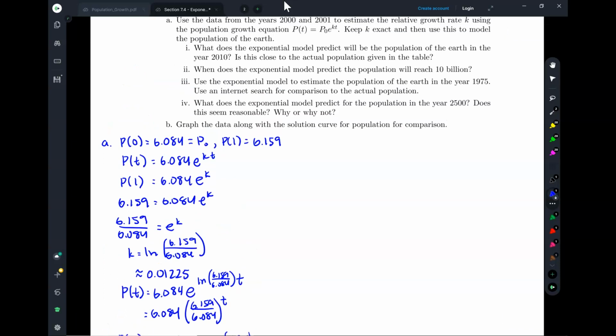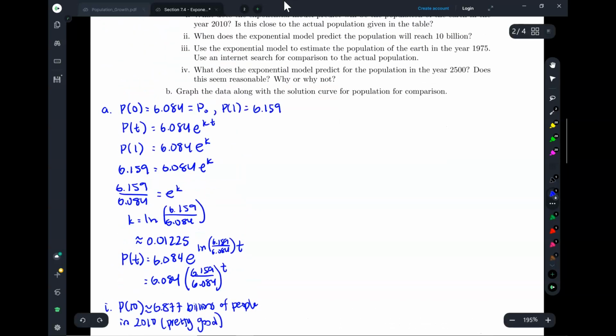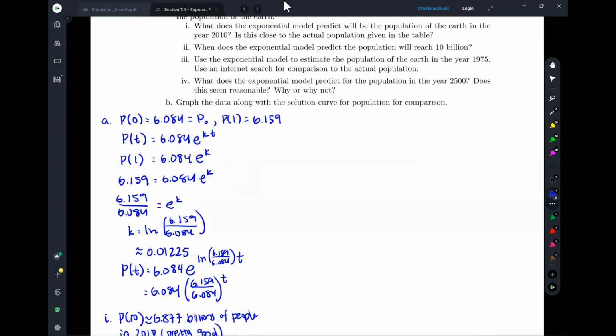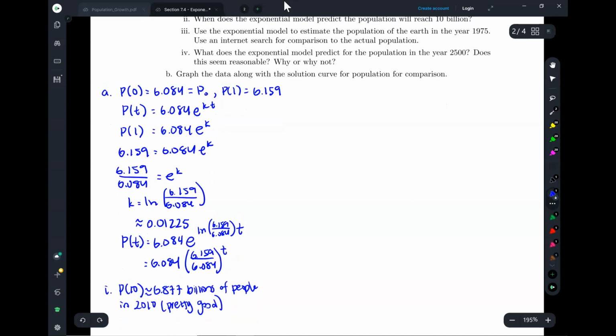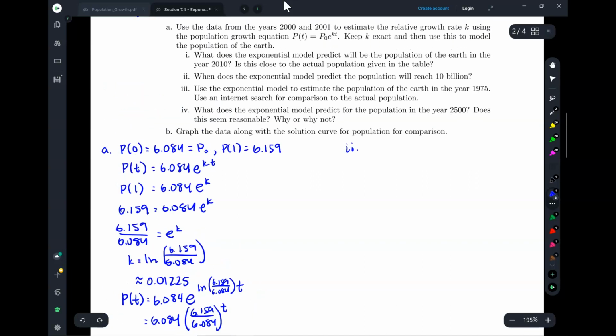Okay, part 2. When does the exponential model predict the population will reach 10 billion? Now I'm going to show you a few different ways that you can do this particular one. I'm going to do it up here. So this is part 2. Let's actually solve it by hand, because I think that's one important way to know how to solve these types of problems. And I'll also show you how to do it using technology, like Desmos or GeoGebra. We'll use GeoGebra a little bit later on. So we'll get a good variety of technology and some stuff by hand.